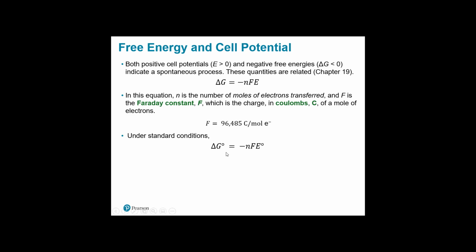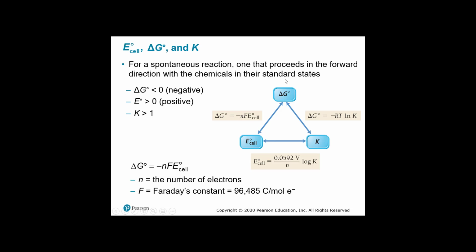When we have them under standard conditions, you see that little degree symbol in the superscript, and that means they have to be under those certain conditions, which we should already be familiar with. Faraday's constant is here. It's coulombs over moles of electrons, and that's nice because it's a constant. So here is a little diagram to show you how these are related. If you wanted to go from one to the other, you could use these equations to do that.